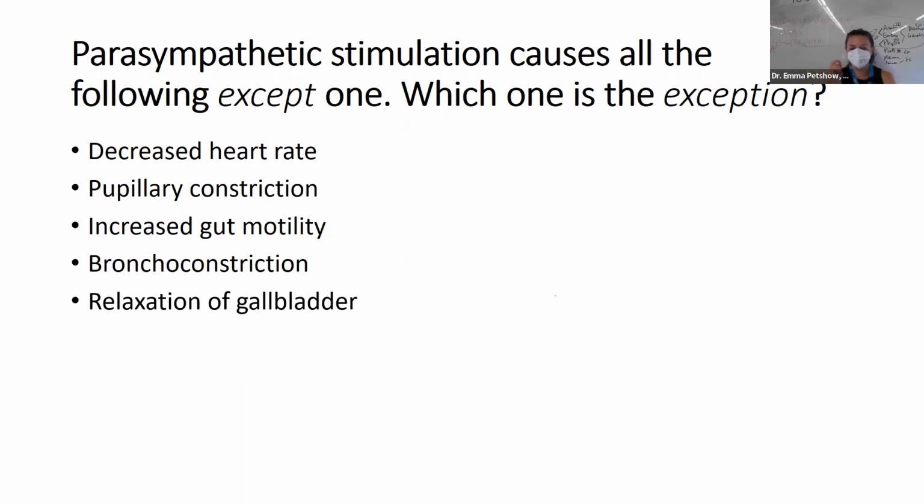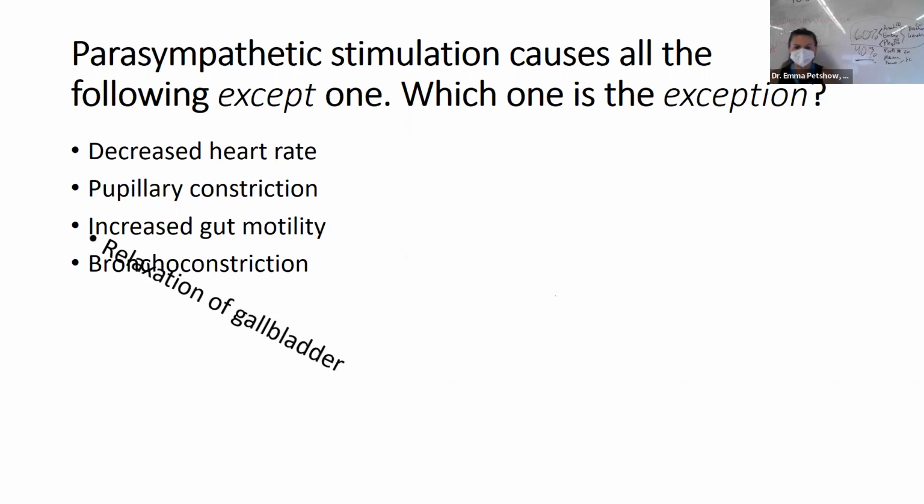All right. Parasympathetic stimulation causes all of the following except for one. What is the exception? So the opposite question now. This one is kind of a trick question, but this is why it's on here. Parasympathetic, it's not really a trick, but we'll talk about it. What's the thing it does not cause? Again, we could go through process of elimination here if you're not sure. Does parasympathetic stimulation cause a decrease in heart rate? Yes. Does it cause pupillary constriction? Yes. Does it cause increased gut motility? Yes. Does it cause bronchoconstriction? Yes. So it does not cause relaxation of the gallbladder. So that is your process of elimination answer.